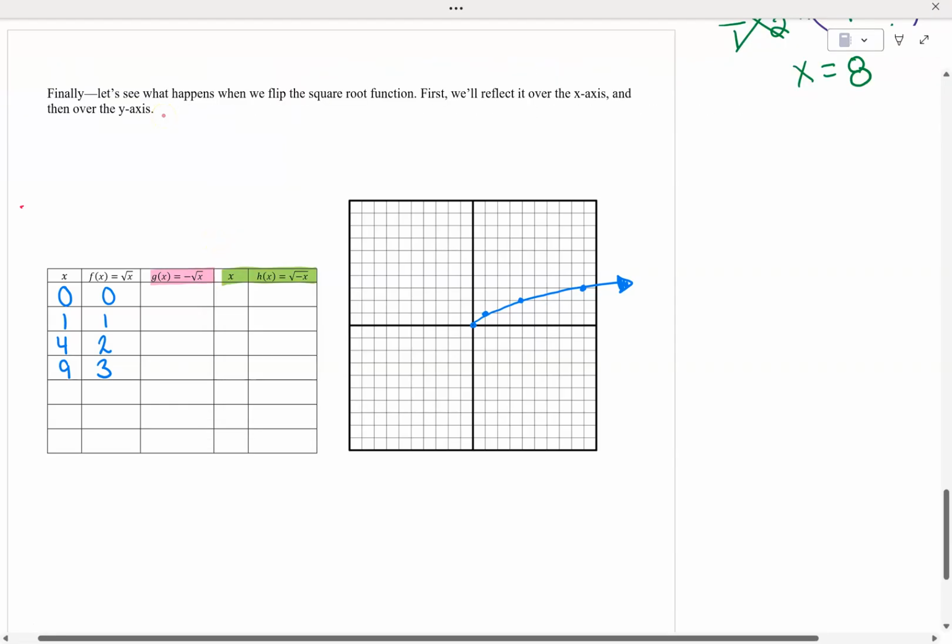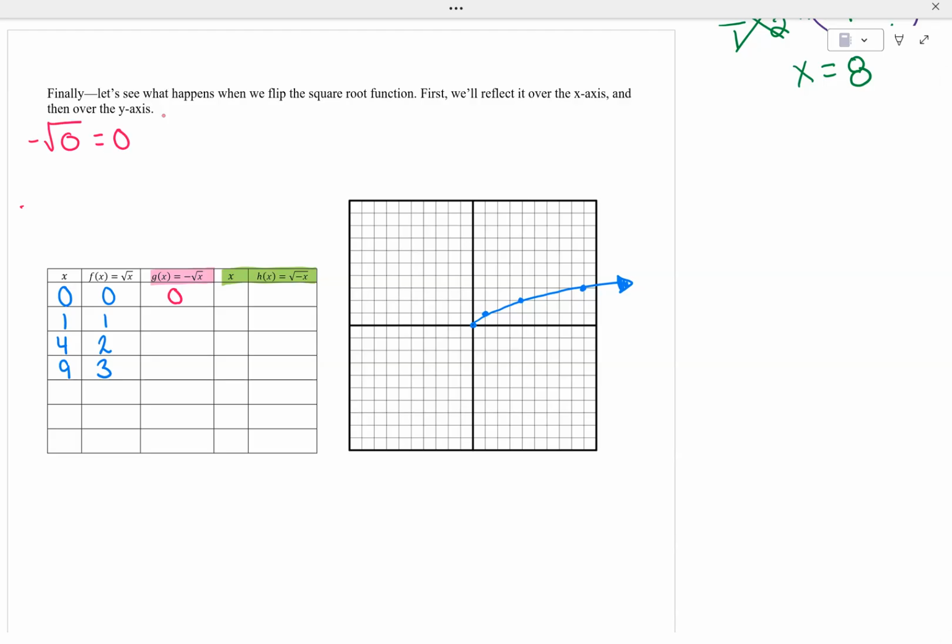So notice the placement for my g of x with the negative. My negative is on the outside of that x. So notice I didn't change my x values. So let's just go plug them in. If I do negative square root of 0, well, that is still just 0. If I do negative square root of 1, well, the square root of 1 is 1, but that changes to a negative 1. If I do negative square root of 4, well, the square root of 4 is 2. That becomes a negative 2. If I do negative square root of 9, the square root of 9 is a 3, but that makes it a negative 3. Okay, I didn't have to change anything on the x side to get the numbers that I needed. 0, 1, 4, and 9 worked perfectly.